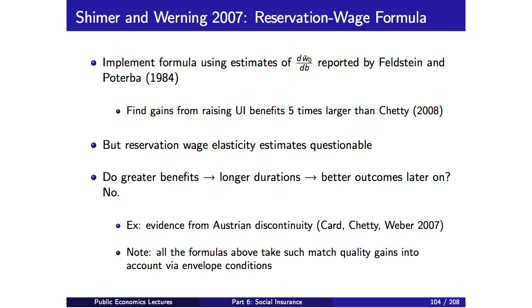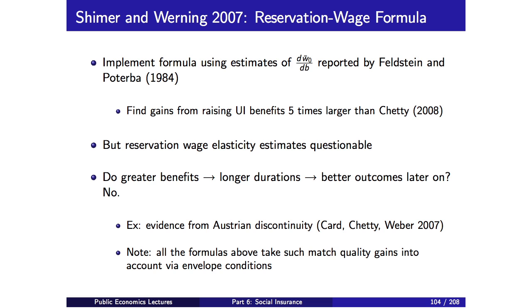Okay, so they take the Feldstein-Paterba estimate, plug it into their formula, and they find gains for UI benefits that are quite big, much bigger than my paper, for instance. Now, there's nothing, I think, problematic with that logic.